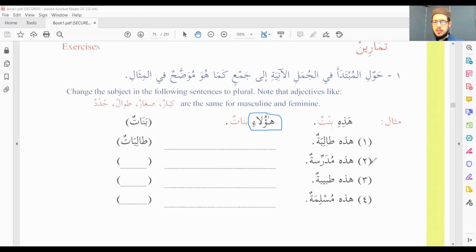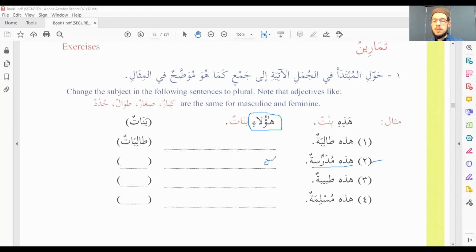Oh, sorry. Okay. هؤلاء مدرسات مدرسة. Okay, so we have the example here, which is هذه مدرسة. Okay, so what is it going to have to turn into in the plural?